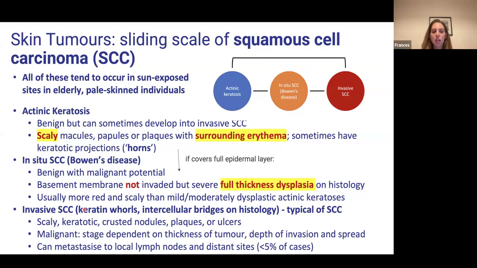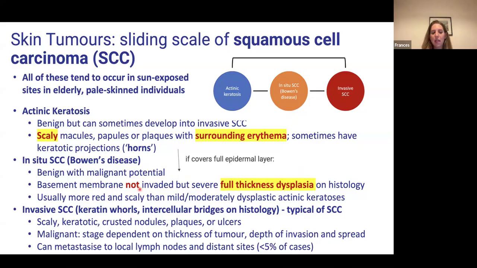The thing that differentiates Bowen's disease from SCC is that your basement membrane is intact, so the cells have not gone past that basement membrane. However, you do have full thickness dysplasia on histology. It tends to be a bit more red and scaly than your mild or moderately dysplastic actinic keratosis, but it can be quite difficult to distinguish clinically.